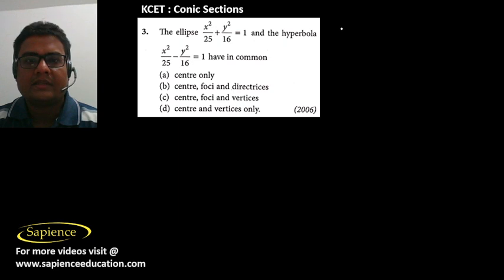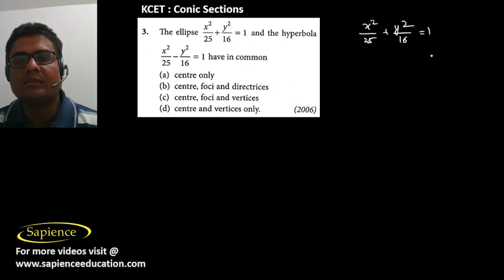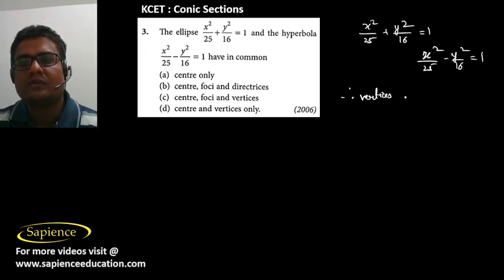Next it is told that the ellipse x square by 25 plus y square by 16 equal to 1, and the hyperbola x square by 25 minus y square by 16 equal to 1 have in common center only, or center, foci and directrices, or vertices, so that we have to find. So we have to find the vertices of the ellipse and the hyperbola.